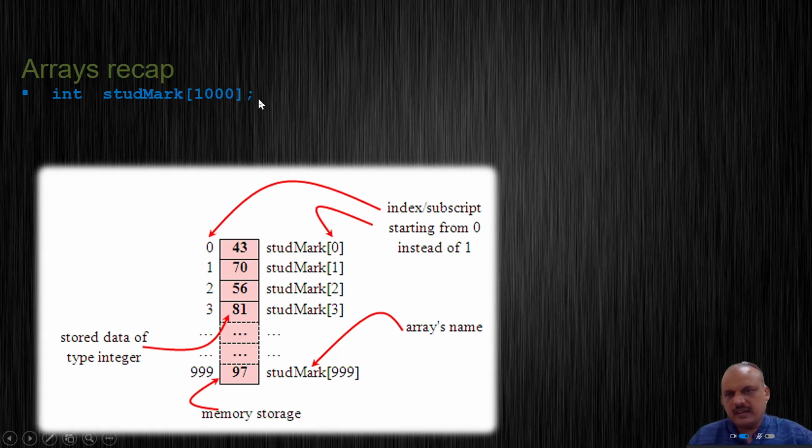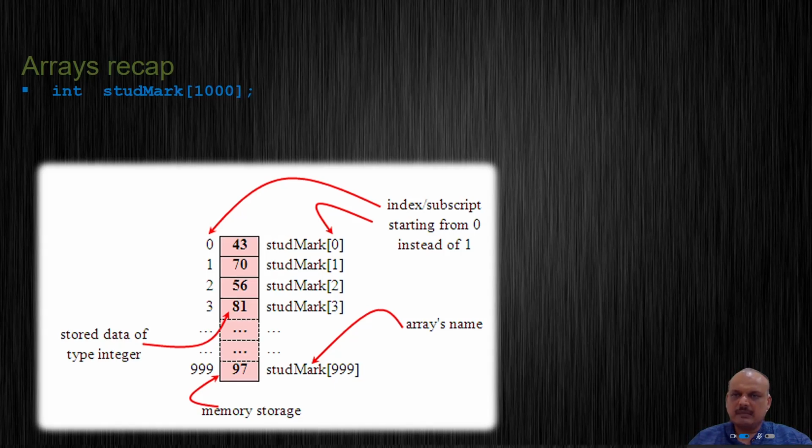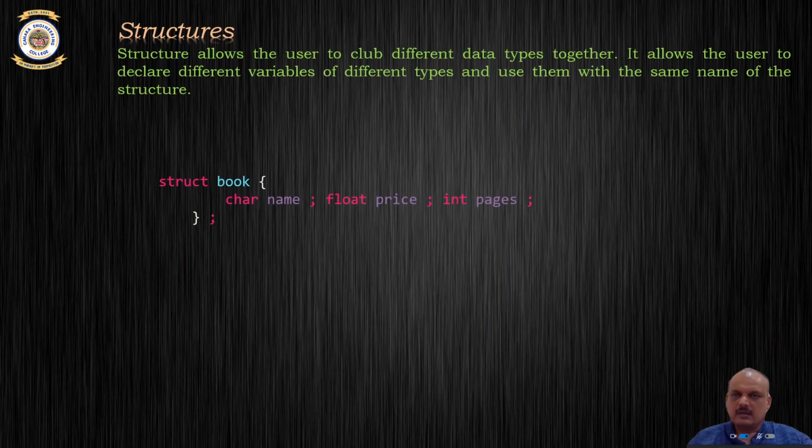The limitation of arrays is that we can use arrays only to stack up or store similar kind of data elements. For example, you can have an array of integers, or an array of characters, and so on. But what if we want to pile up or stack different types of data together? Arrays can't address this problem. So this is where structures come into picture. Structures allow the user to club different types of data together.